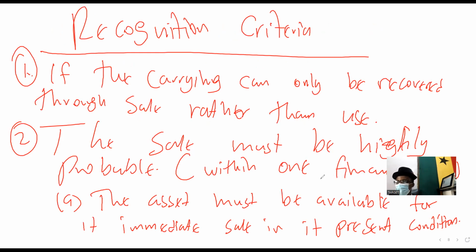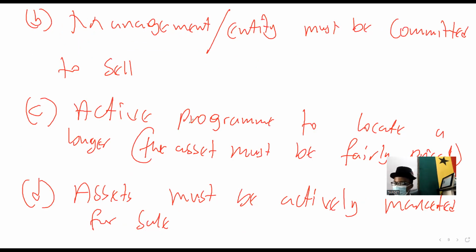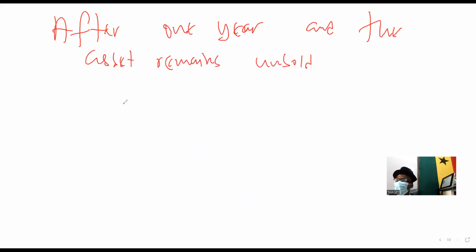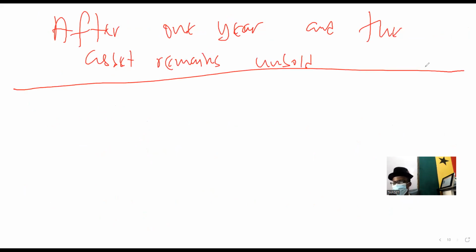So before you record any asset as held for sale, make sure that you can sell it within 1 year. And you can only sell within 1 year if these conditions are also there: the asset is available for sale, there is an active program, the asset has been fairly priced, and the rest. You've done all, but still the asset remains unsold. Two things. One, if the reason is within the entity's control, they have to reclassify it.